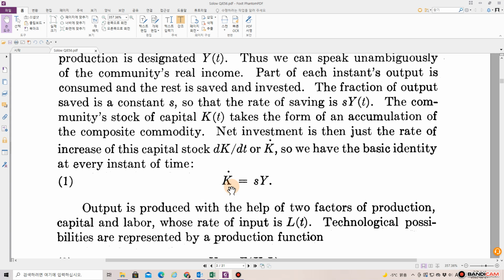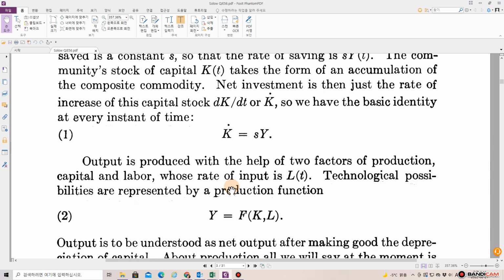The community's stock of capital, K(t), takes the form of an accumulation of the composite commodity. Net investment is then just the rate of increase of this capital stock, dK/dt, or K dot. So we have the basic identity at every instant of time: K dot = sY.